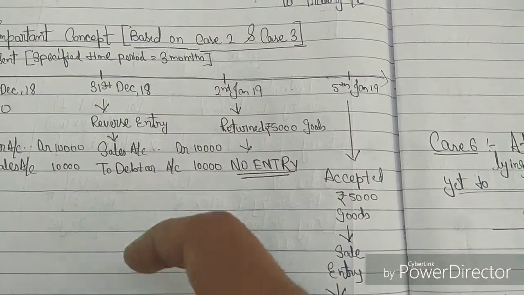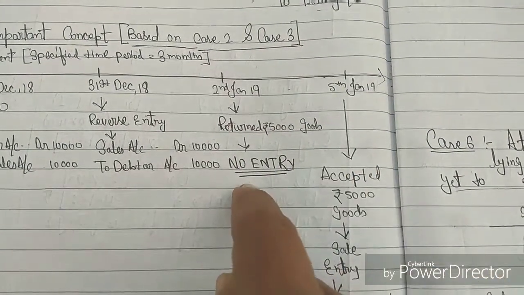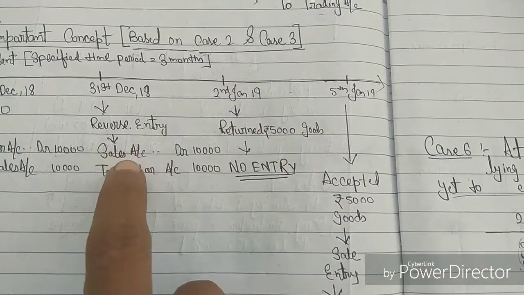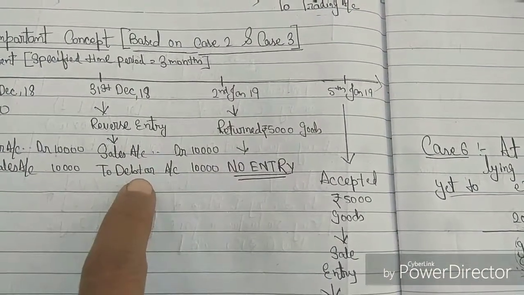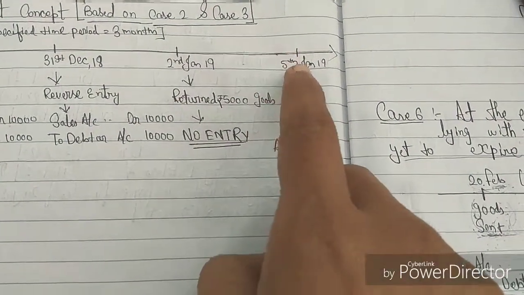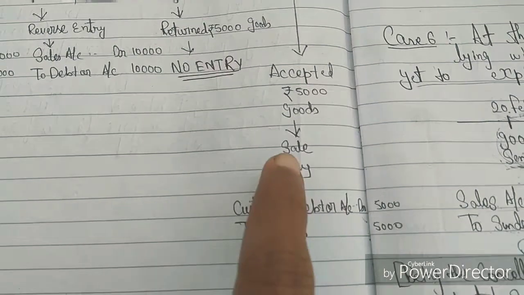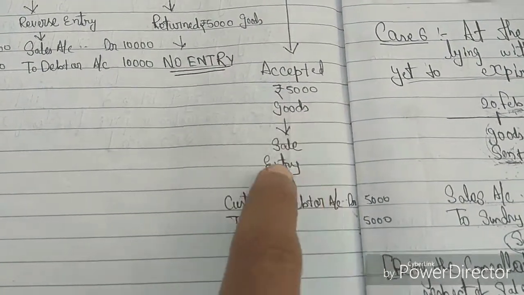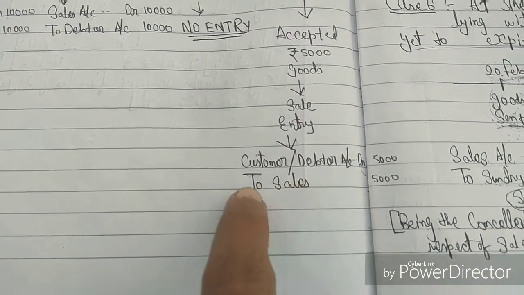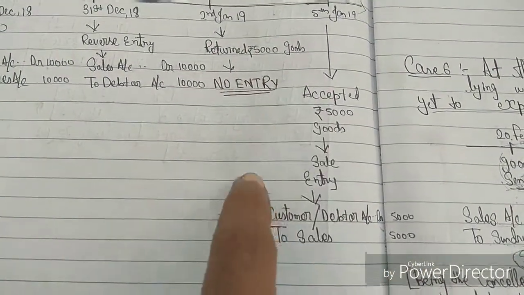Okay. So in the previous year we have already debited sales and cancelled the effect of the original entry, so we are not going to pass a reverse entry again. That's why when the sale return took place, no entry is going to be passed. Now what happened on 5th January 2019 is that they accepted goods of rupees 5,000. So we are going to pass another sale entry, because in the previous year we cancelled the effect of the original entry. So now the entry will be customer or debtor account debit to sales.